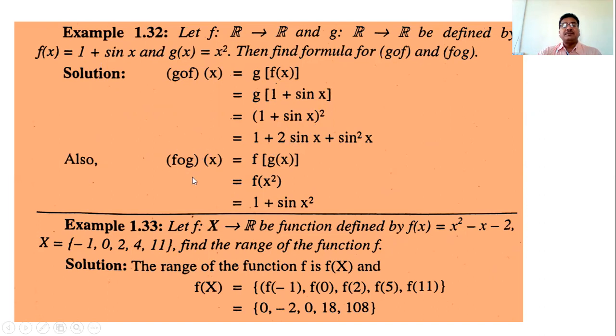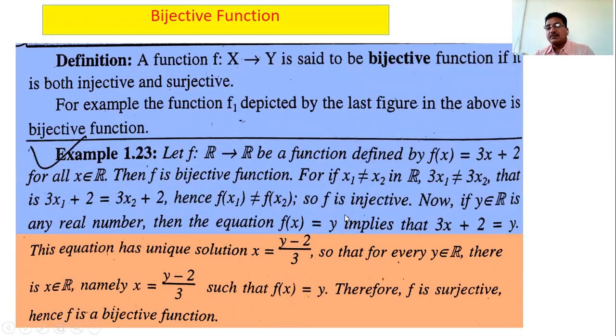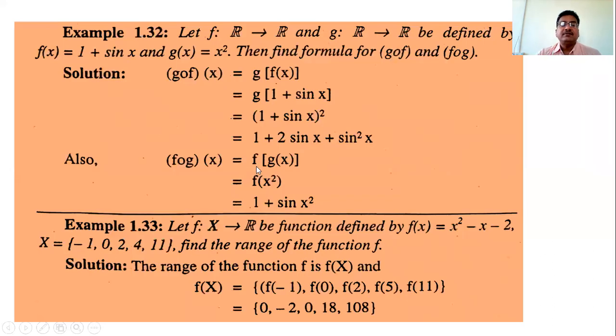Then the formula for f circle g is what? f circle g(x), or write f into g(x), is equal to f of g(x). Here the notation is circle or dot. And what is its definition? f of g(x), and g(x) is x square. And what is f(x)? f(x) is 1 plus sin x. What is f(y)? 1 plus sin y. Like that. What is f of x square? 1 plus sin x square. So this is the formula for f circle g.